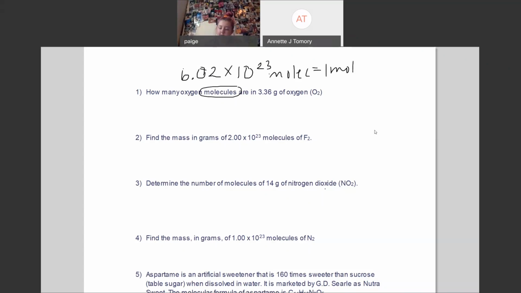6.02 times 10 to the 23rd molecules is equal to 1 mole. Okay, so there's the conversion factor I need. How many molecules are in 3.66 grams of O2? I see grams there. Grams means I need to look at the what? At the mole, right? Everything's a mole.